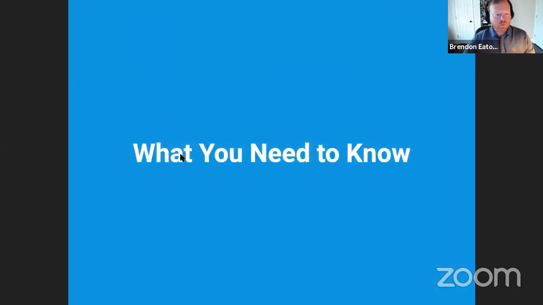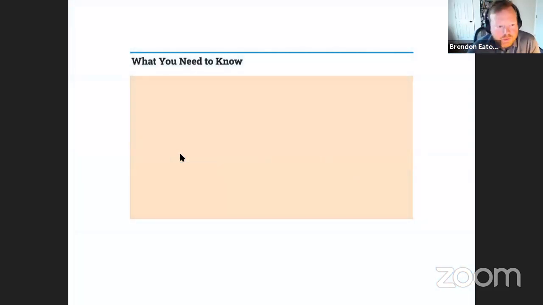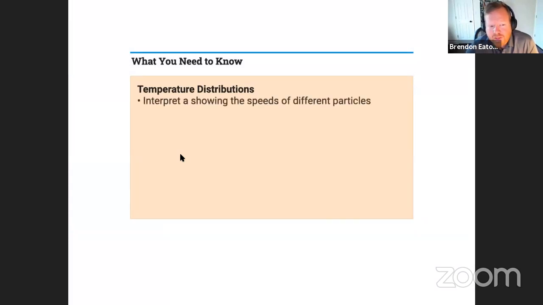Okay, and this is what you need to know from today's lesson. The first topic that we'll discuss is temperature distributions, and you being able to interpret a graph showing speeds of the different particles. Yeah, my apologies, that should say graph, that was on me. That it should have said graph, you read it correctly, I missed the word.